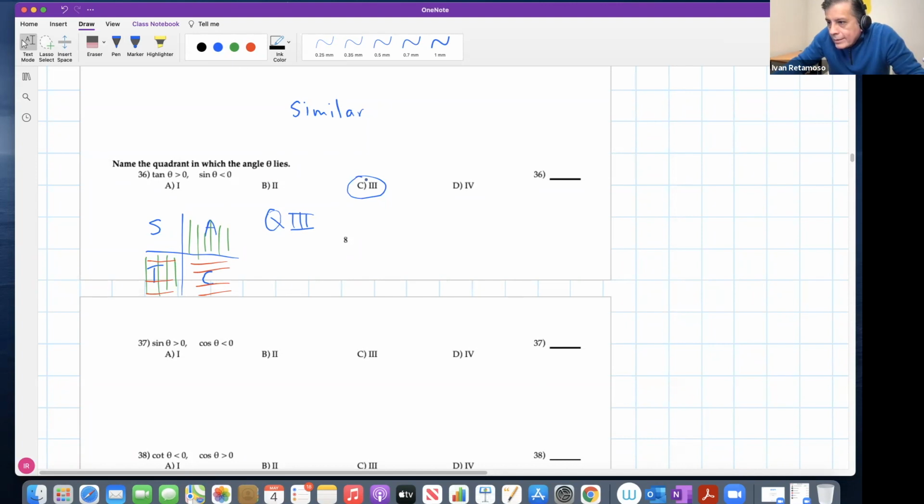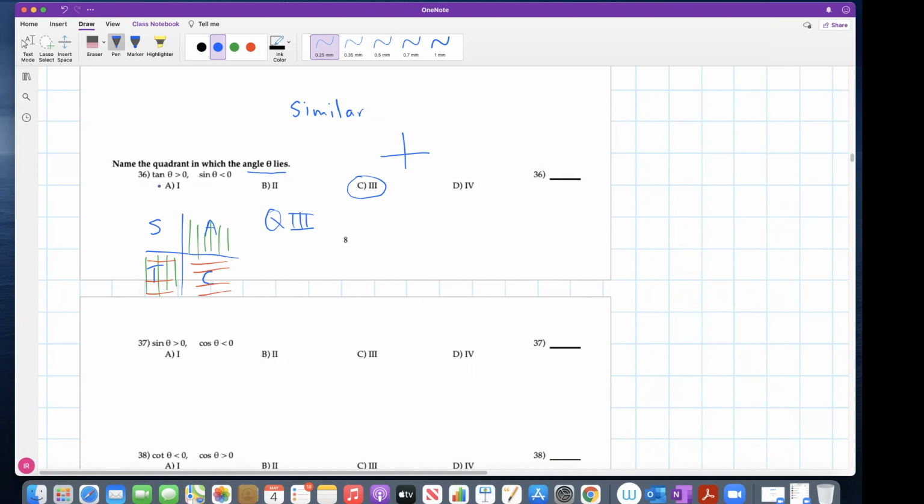That's for 36. What are they asking again? They are asking you to figure out where the angle theta lies. Is it in the first quadrant? The second quadrant? The third? The fourth? Knowing that tangent is positive and sine is negative. You follow, Sergio? Tangent is positive on the first quadrant and on the third quadrant, and sine is negative on the third quadrant and on the fourth quadrant. But in which quadrant are these two things true? Only on the third quadrant.